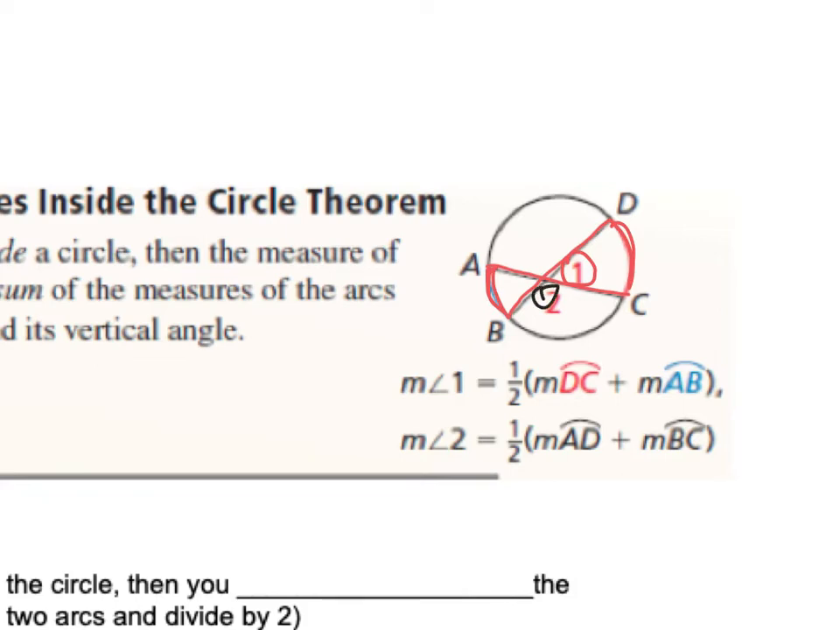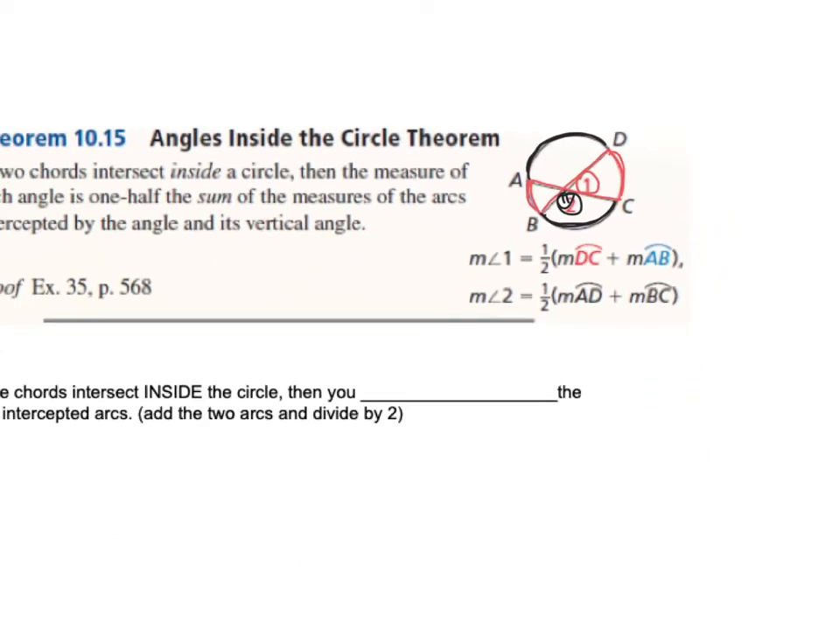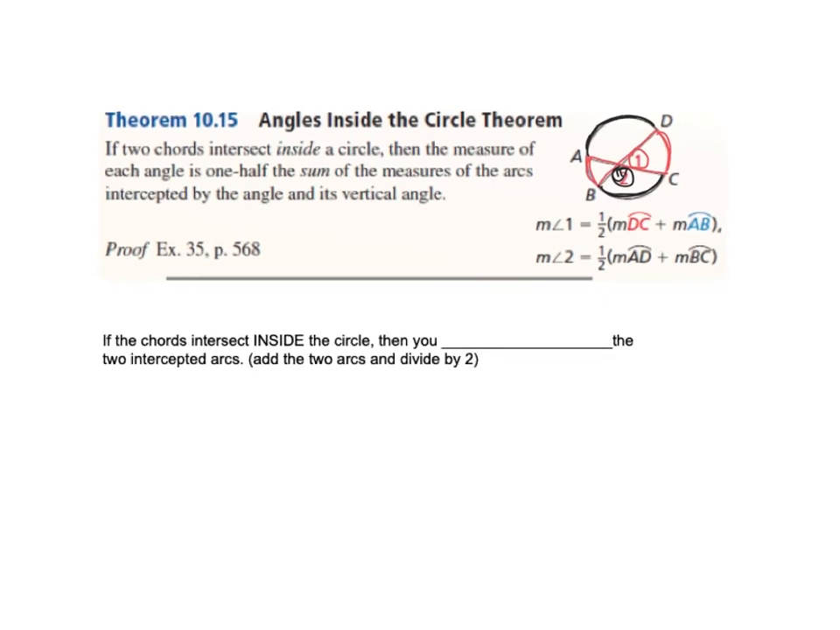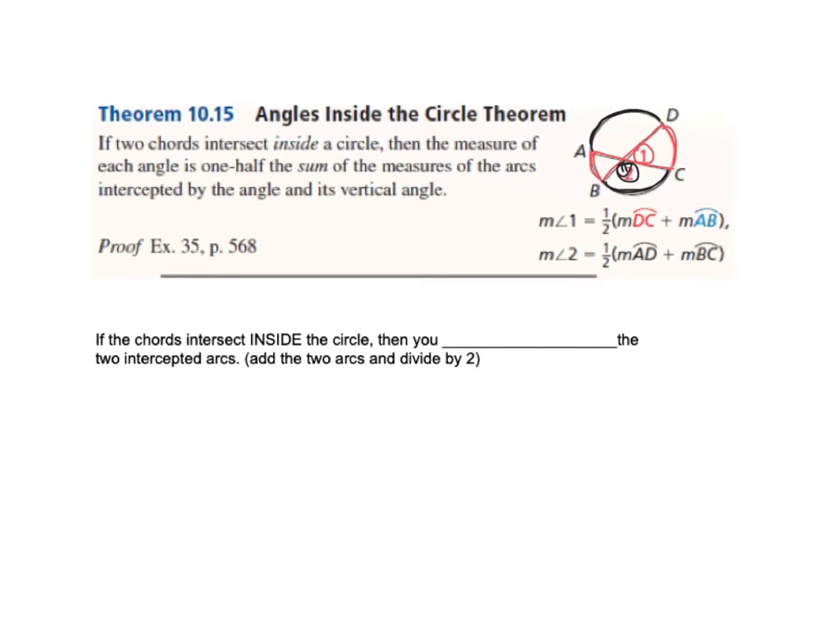And then angle 2, this angle, it's going to intercept this arc and this arc. So we are going to add those two together and divide by 2. So again, in my own little words here, if two chords intersect inside the circle, then you average the two intercepted arcs. Add them together and divide by 2. Let's look at some examples.